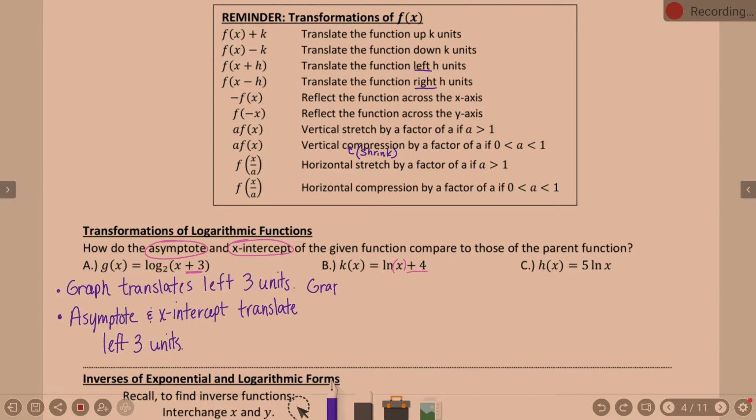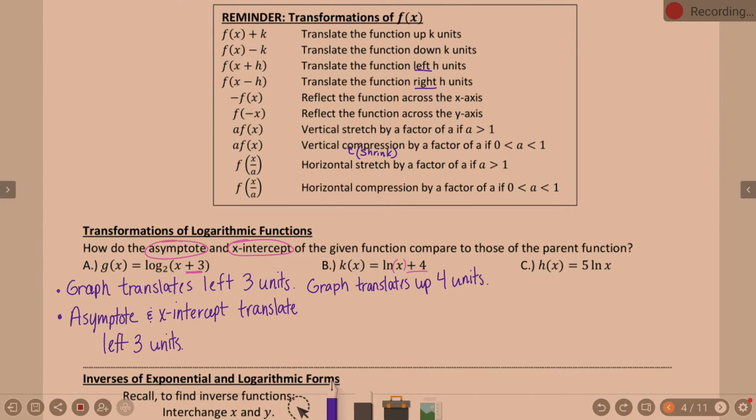So I'm going to write here, in general, the graph translates up 4 units. Okay? So in general, and again, I can't remember if you get asked on homework what the graph does in general, but I know you get the specific questions of, okay, what does the asymptote do? And what does the x-intercept do?